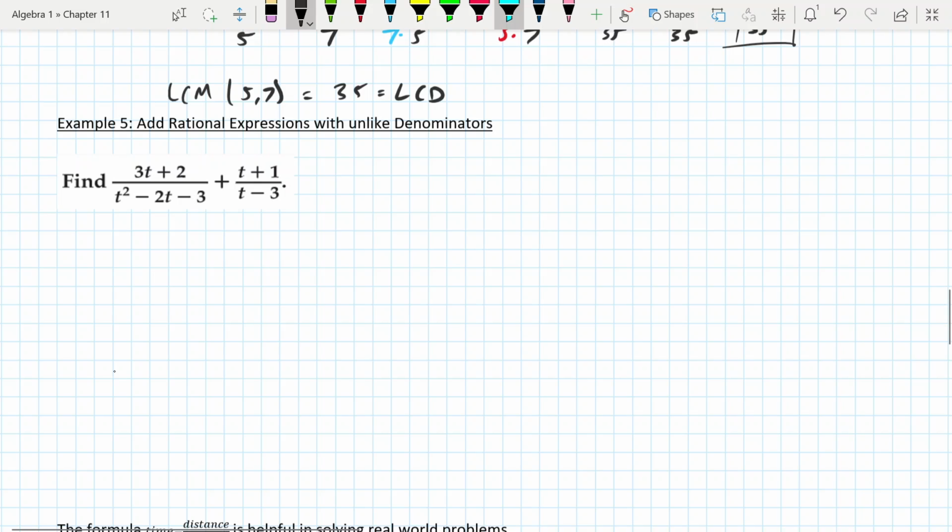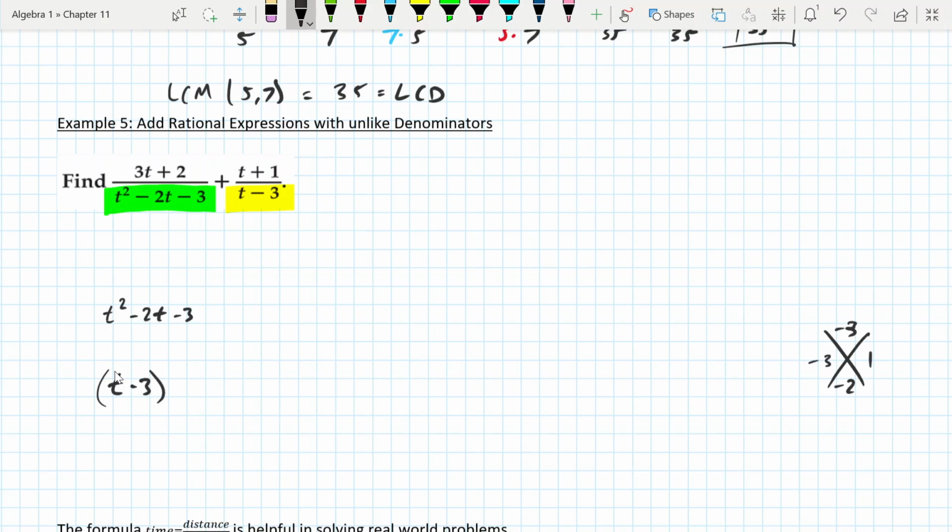I have two denominators, t squared minus 2t minus 3 and t minus 3. Well, t minus 3 is already factored. That makes my life a little bit easier. Let's go ahead and factor t squared minus 2t minus 3. So I need the product to be negative 3 and the sum to be negative 2. How about negative 3 and positive 1? T minus 3, t plus 1.